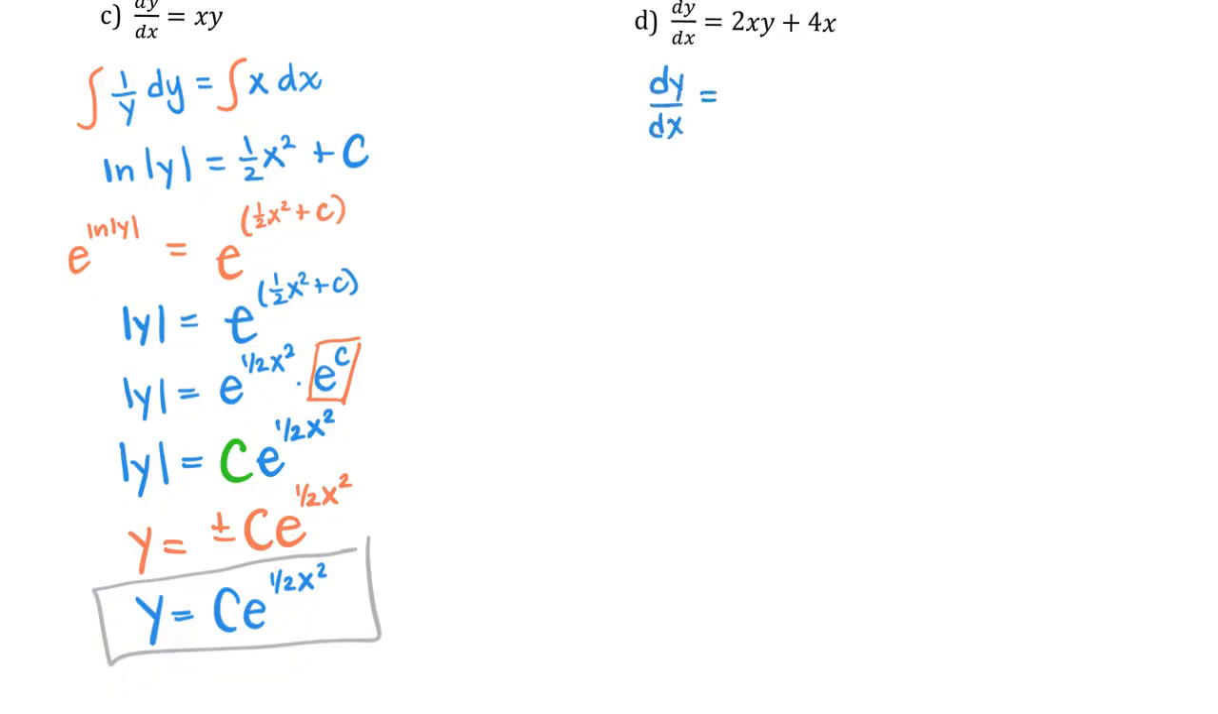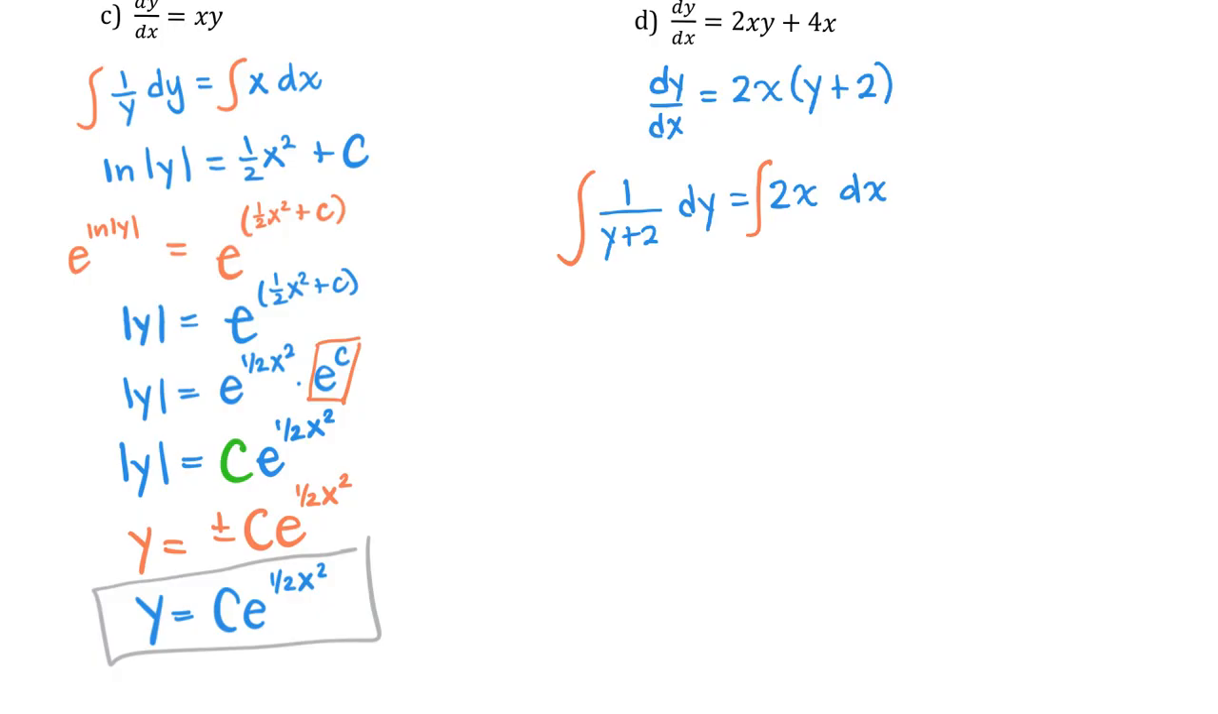I could take out the x for sure. I think I'll take out the 2x: 2x times y plus 2. 2xy plus 4x, that works. Now I can separate it. I'll divide the y plus 2 to the left side, and then I'll have the 2x and the dx on the right side. Let me go ahead and integrate.